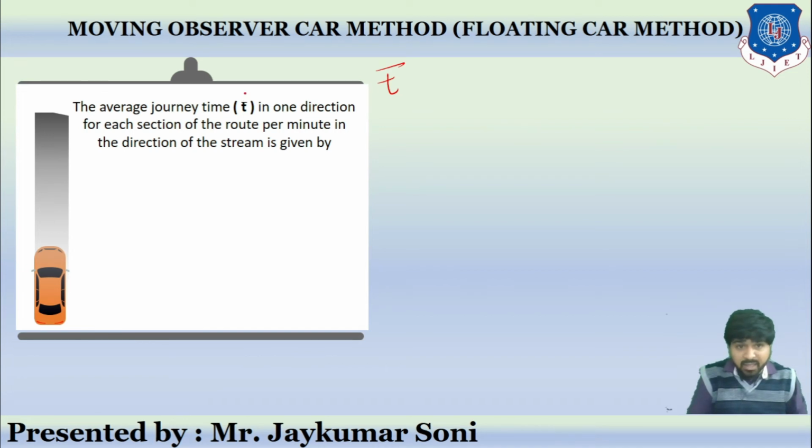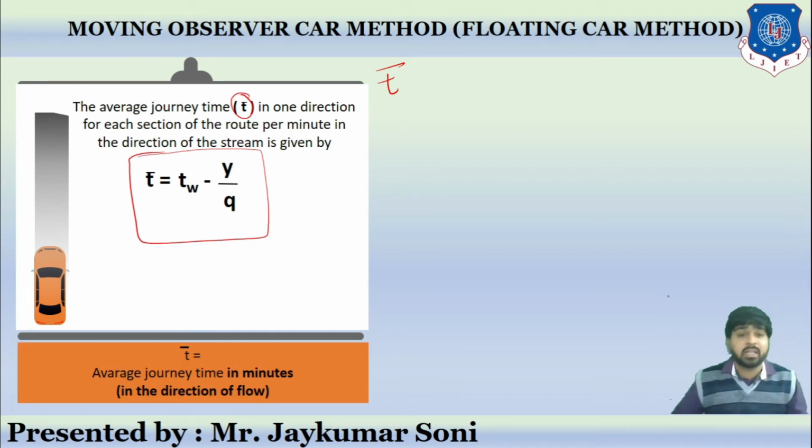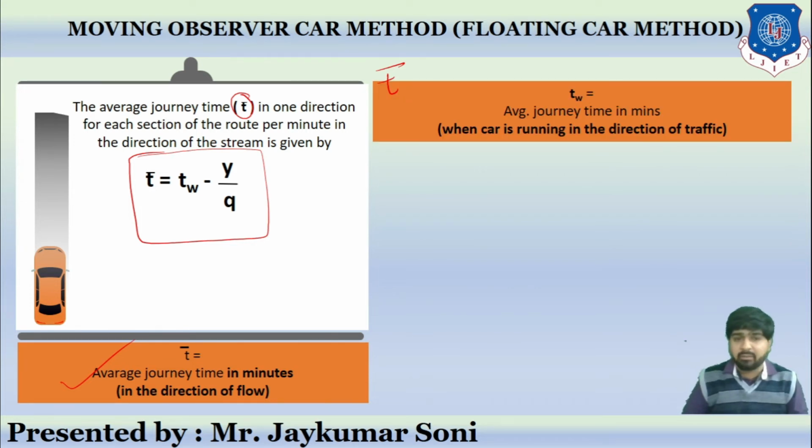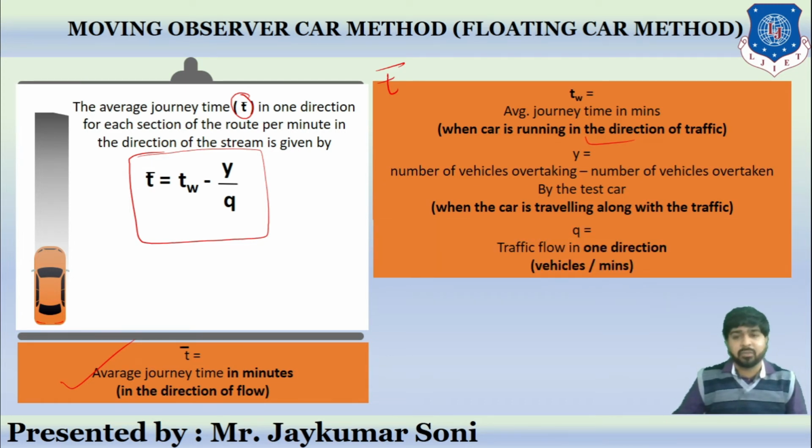This average journey time, small t bar, in one direction for each section of the route per minute in the direction of the stream, is given by t bar equals tw minus y by q. Now you know that t bar stands for average journey time in the direction of the flow. tw stands for average journey time when the car is running in the direction of the traffic, not in the opposite direction. y stands for the number of vehicles overtaking minus the number of vehicles overtaken when the car is traveling along the traffic, and q stands for traffic flow in the direction.